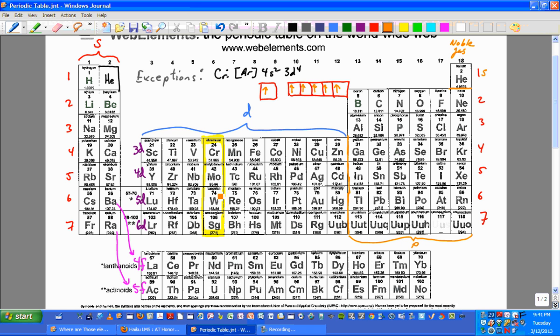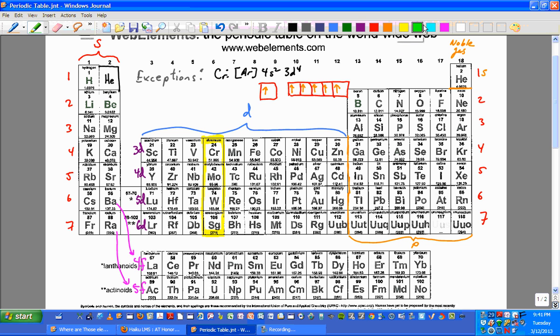Molybdenum is going to do the same thing. Tungsten's going to do the same thing because they're all going to have this same ending. Molybdenum, Mo, is going to be 5s2, 4d4, but it'll do the same thing. It'll fill out halfway. Okay? All right, let's take a look at the other set of exceptions.